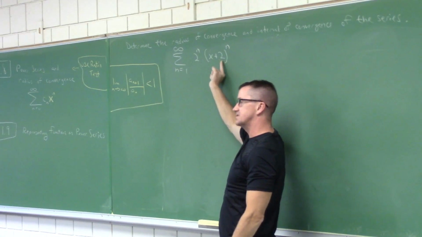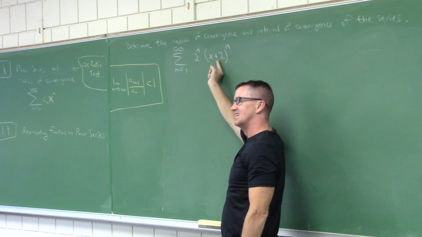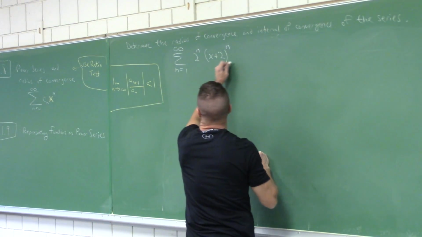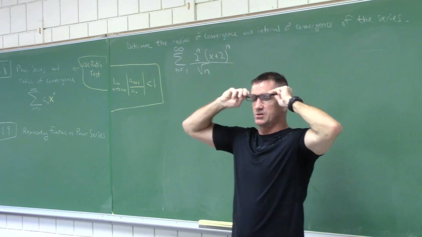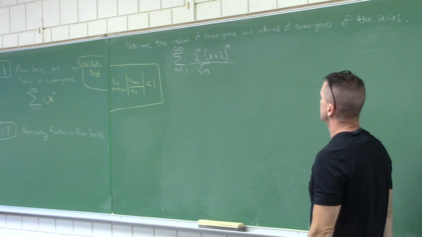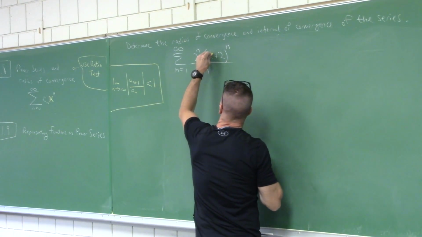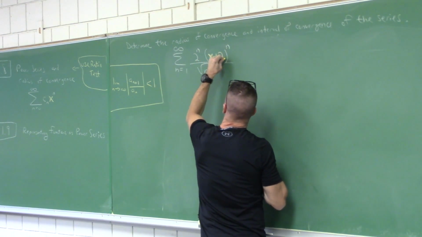What if it's x plus 2? Amanda, do you remember where the center would be in that? Yeah, it'd be centered at -2. And this one had a square root, so I want to at least give you one of those as well, because I didn't want the square root to bug you. We're determining the values of x that make that series converge.